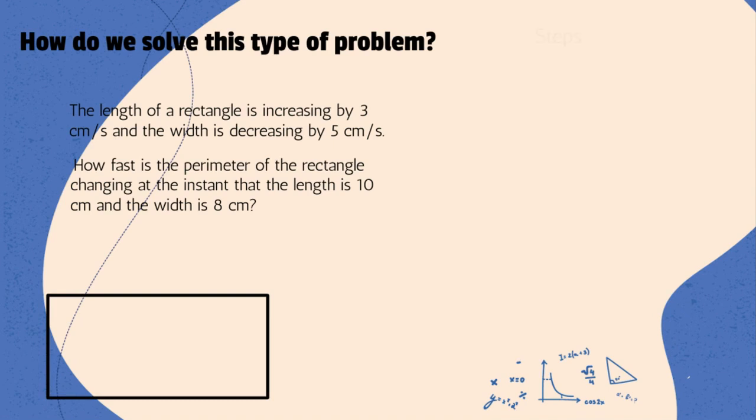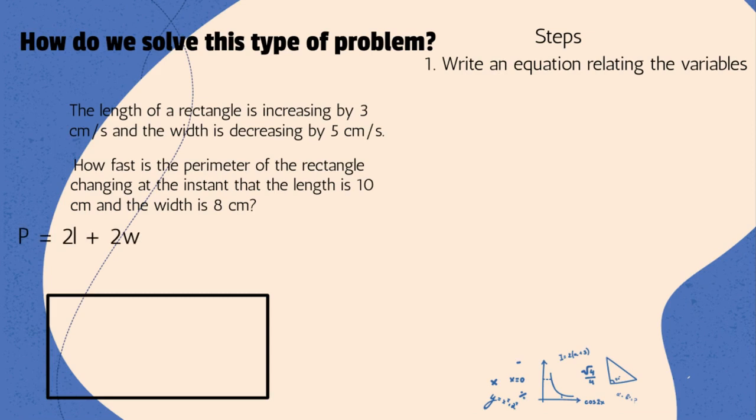So what are the steps involved in finding the related rate? First, we have to write an equation relating the variables. If you go back to the second part of the question, it says, how fast is the perimeter of the rectangle changing? So this means we're going to have to use the perimeter equation. What is the perimeter equation? It's P equals 2L plus 2W, where L represents the length of the rectangle and W represents the width. Now that we have this equation relating the variables, we can move on to the second step.